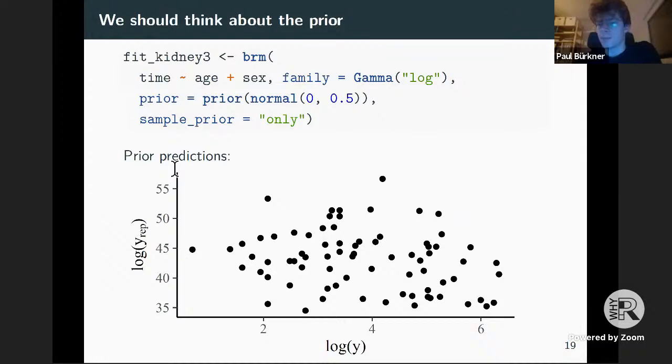But we should also think about the prior. That is, we should think about the distribution of the parameters before seeing the model. And that's actually not super simple. So let's take the same example and let's think about the prior.